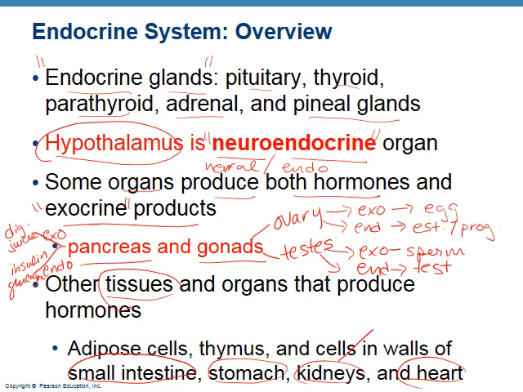So we'll talk about the hormones released by the kidneys in chapter 17. We'll talk about it again in 18 along with the heart, when we have to talk about water balance and blood pressure. So there's more to come.